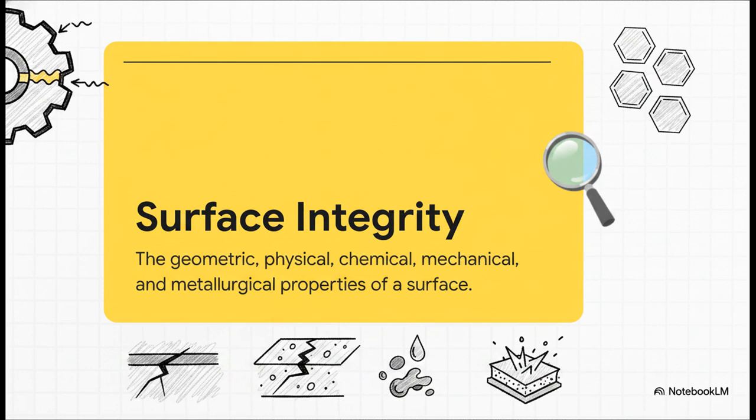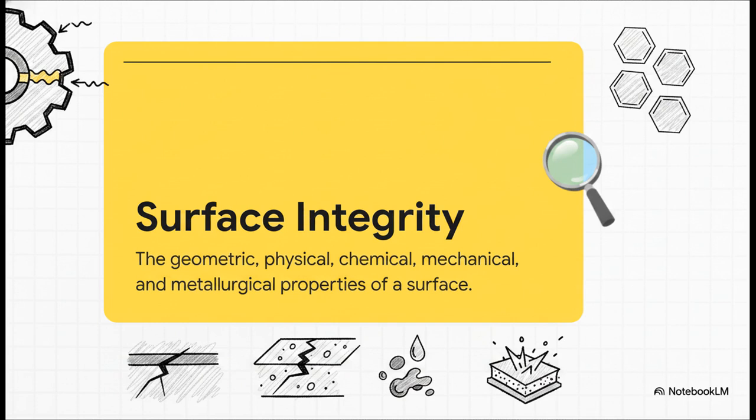When engineers design a part, they don't just sketch out its basic geometry. They have to evaluate what's known as its surface integrity. The absolutely crucial takeaway here is that a surface is a distinct entity. Its properties can be vastly different from the bulk material inside. Surface integrity accounts for the physical, chemical, mechanical, and even metallurgical properties of that outer layer.